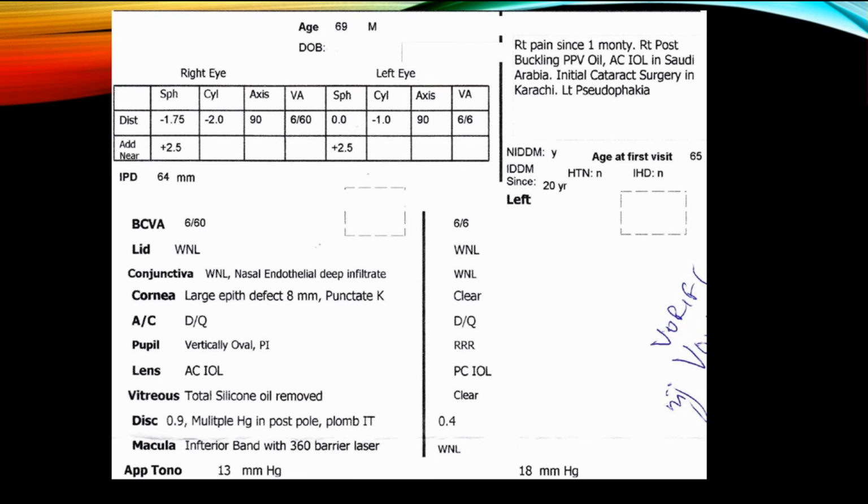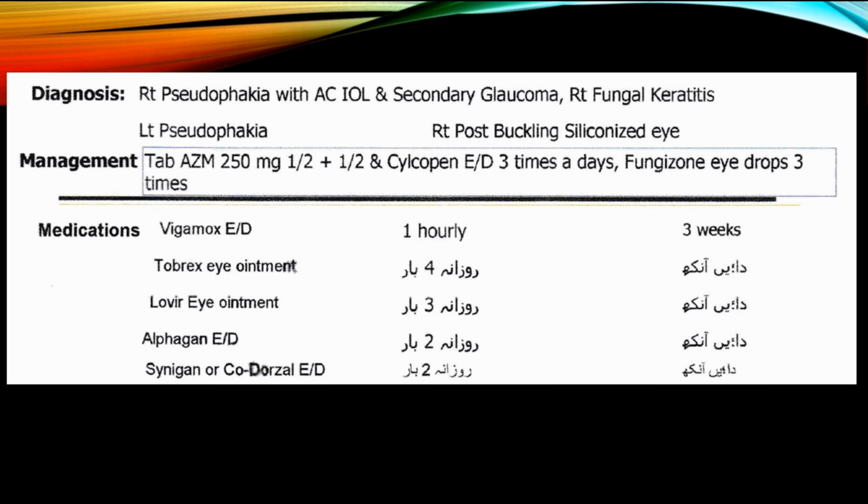Other examination, which were probably old findings, are written here: that he had an ACIUL, he had total silicone oil removal before, and he had a large cup to disc ratio and an inferior band with a 360 barrier laser applied before, and he had an intraocular pressure of 13 millimeters of mercury. So those are the findings before he developed a corneal epithelial defect.